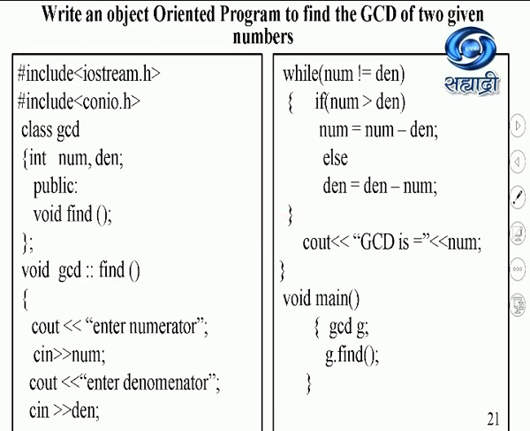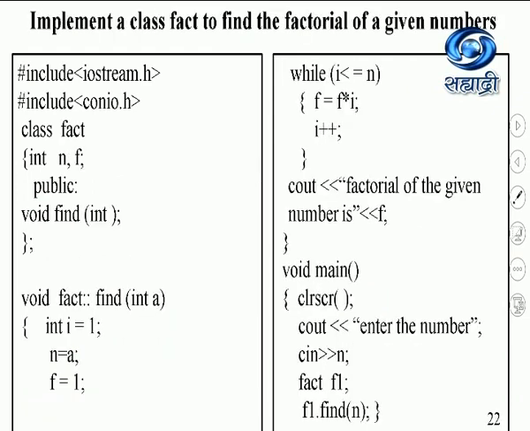So if there is a GCD between the two numbers, we can stop at that point. If there is no common divisor between the two numbers, like say 9 and 7, then it will iterate till both of them reach 1, and we will say GCD is 1 in that case. In void main, GCD G and G dot find. So this object is calling this function find, and we are calculating the value of GCD between the numerator and the denominator.